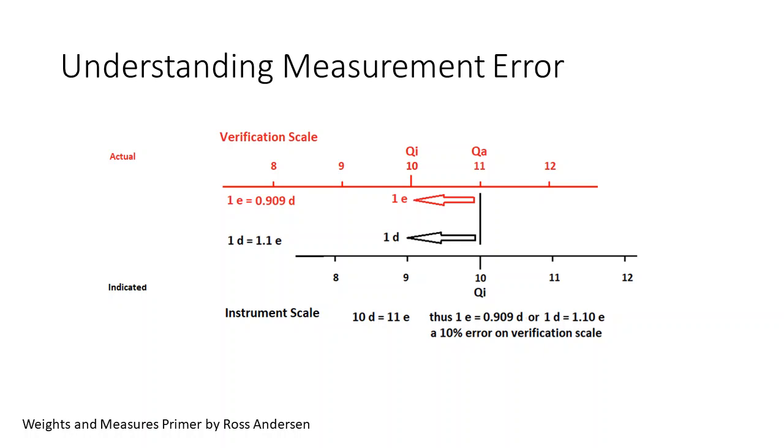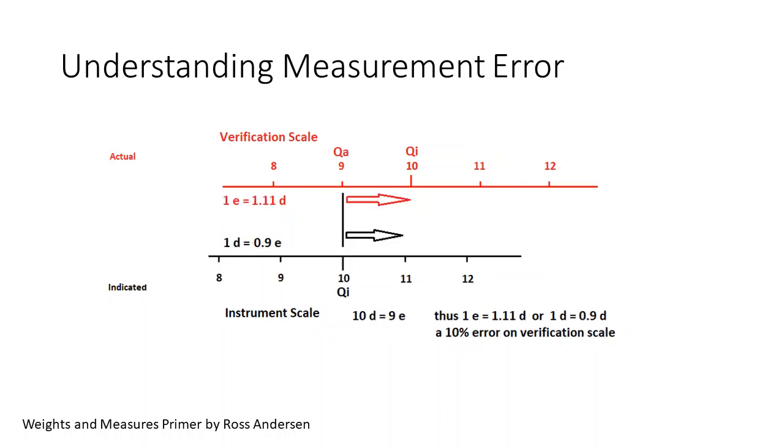The key is to understand that the changing size of all the D's is what causes error in the first place. For this instrument scale, an indication of 10 corresponds to an actual of 9. Notice the actual scale did not move. If we adjust the indication up 1 D, we undercorrect. The D's are smaller than declared. We need to adjust up 1 E, which is 1.111 D. The error is still 10%, or 1 E in 10 E.